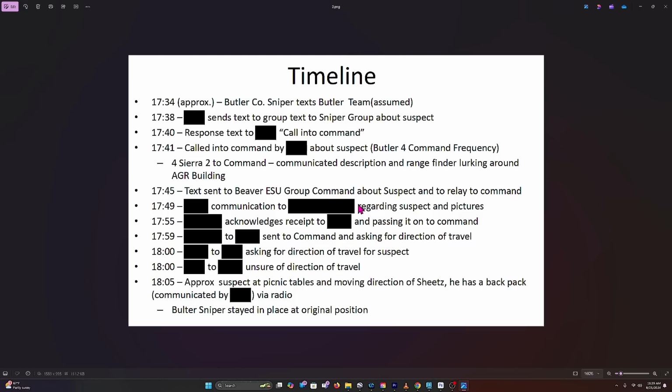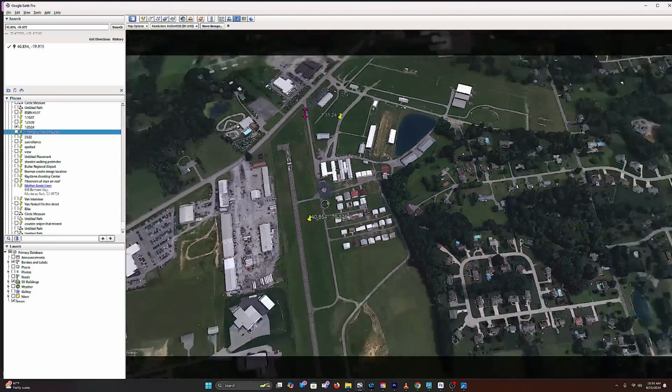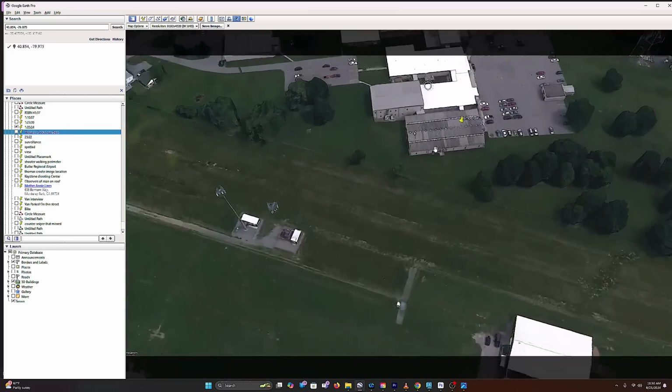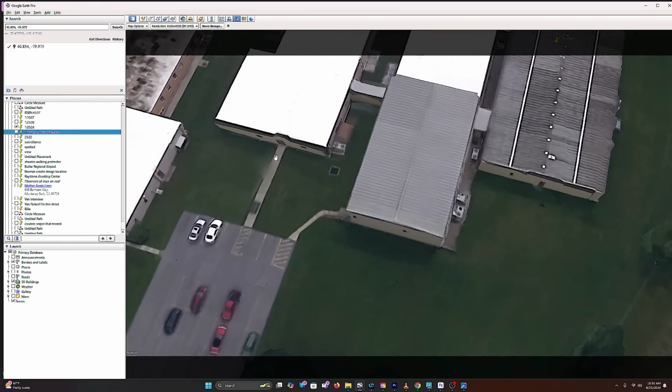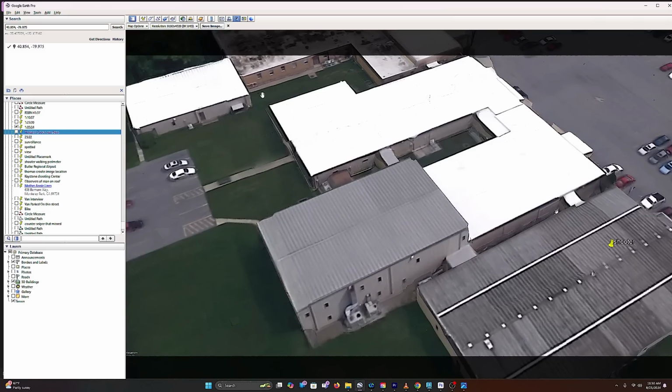At 6:05, approximately, suspect is at picnic tables and moving direction of sheets. He has backpack, and that was communicated via radio. So he's by the picnic tables and he's walking around, and I think that is probably one of the biggest issues that they had, was that Crooks was sitting on a picnic table right here, and he went around like this.